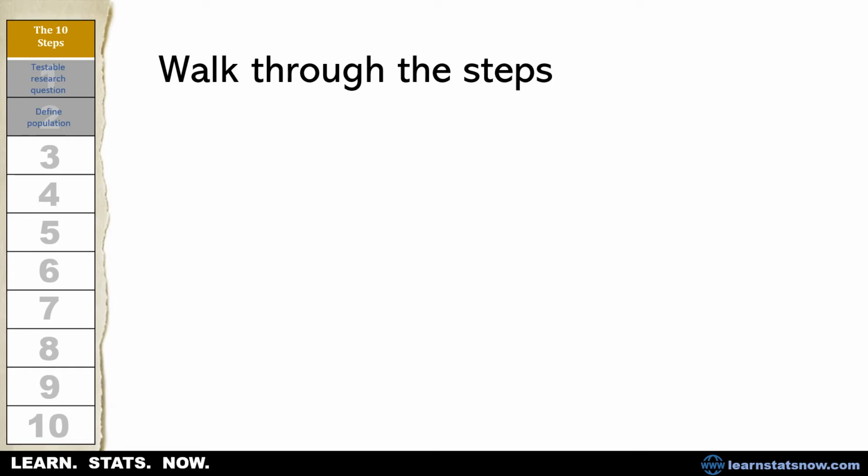Now let's walk through the steps. We have 10 steps to conducting a statistical test and then making a decision regarding the null hypothesis. And so we'll just walk through each of these steps. For your convenience, on the left side of the screen, you'll see that each of the steps is numbered, and we'll progress through all of them as we go through the example.